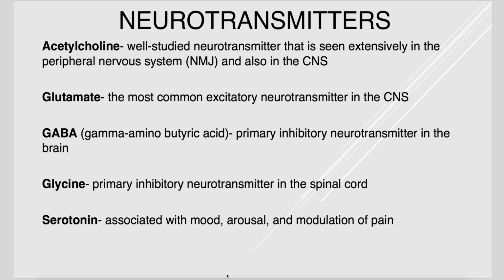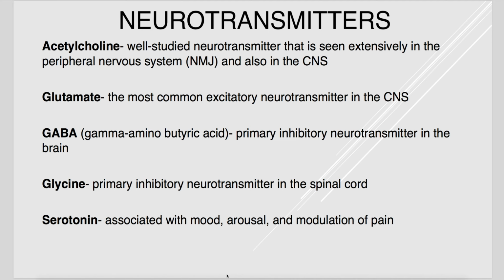Okay, then I talked about some of the important neurotransmitters, starting off with acetylcholine. This is a very well-studied neurotransmitter. We see it in the peripheral nervous system, central nervous system. So this is the neurotransmitter by which neurons communicate with muscle cells. It's important in the autonomic nervous system, so very important neurotransmitter.